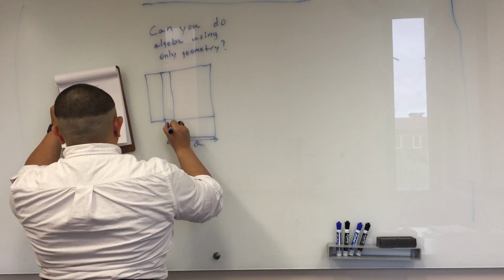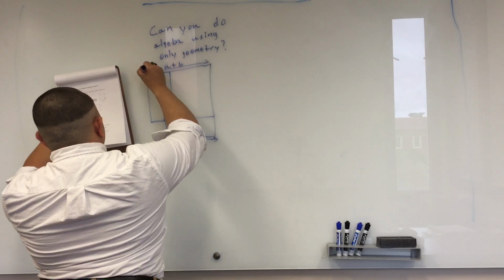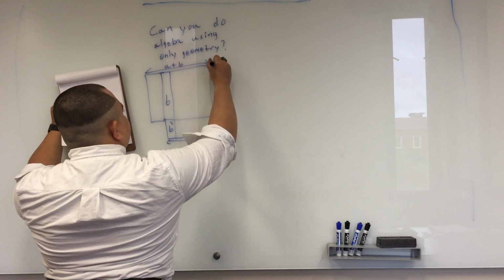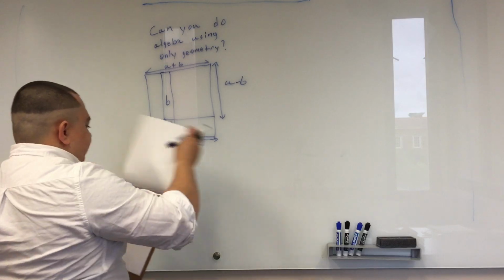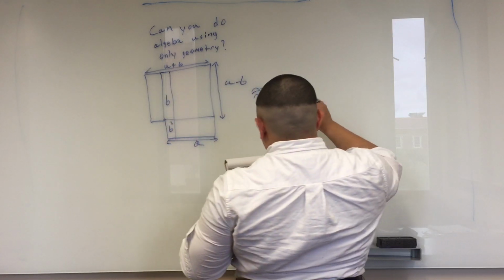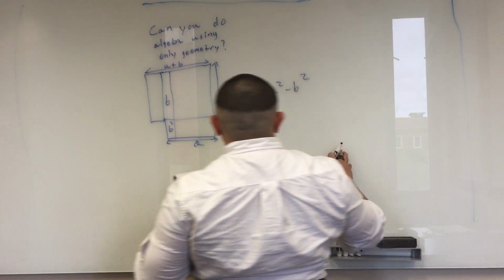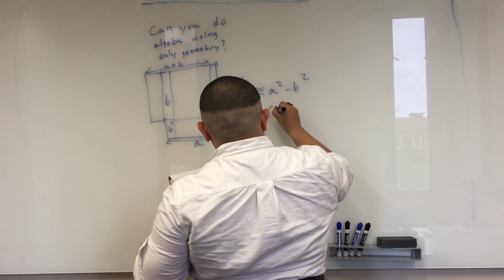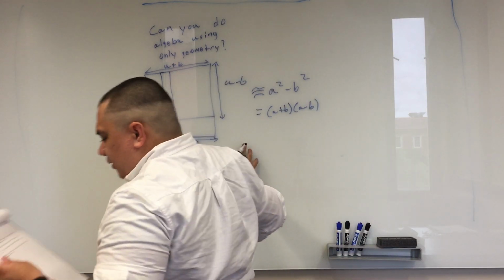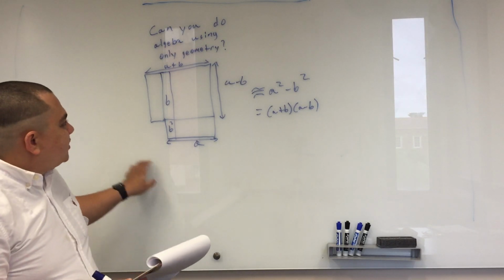This whole length over here is A. This whole length over here is A plus B. This whole length over here is A minus B. Now, what can be garnered from that? Well, it is equivalent to A squared minus B squared, or A plus B multiplied by A minus B, by rearranging a large square minus a smaller square into a rectangle. Clever.